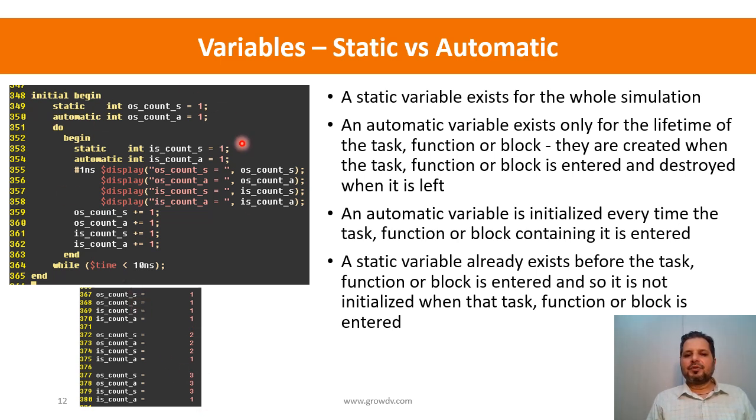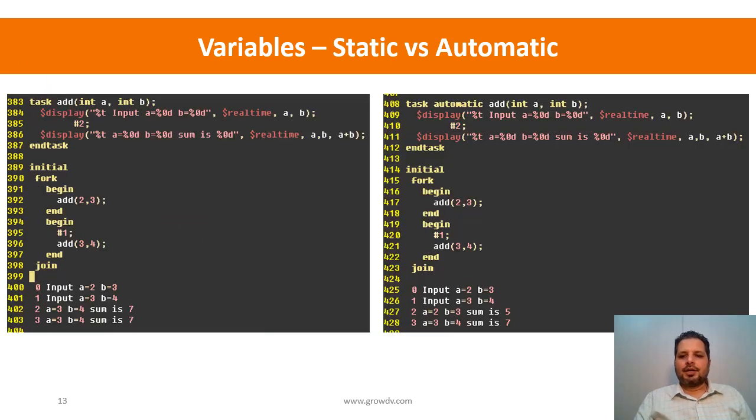So I hope this example clarifies. You can also take the same example and experiment to get more clarity. In the previous slide, we looked at the static versus automatic difference from the variable point of view.